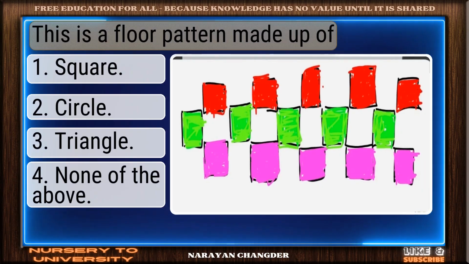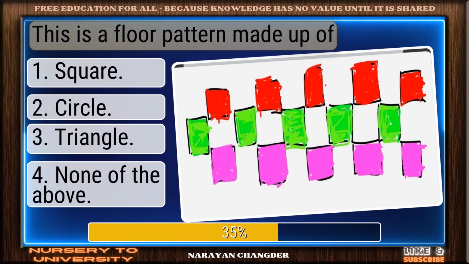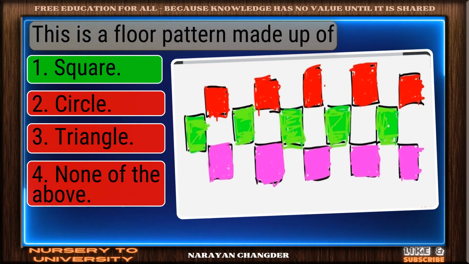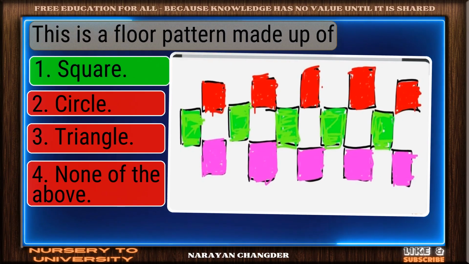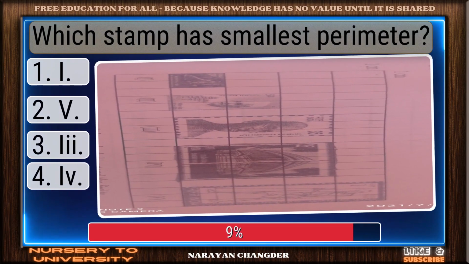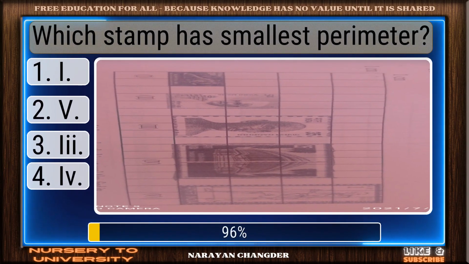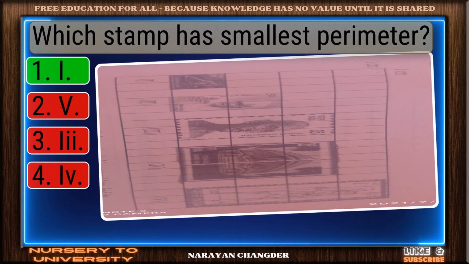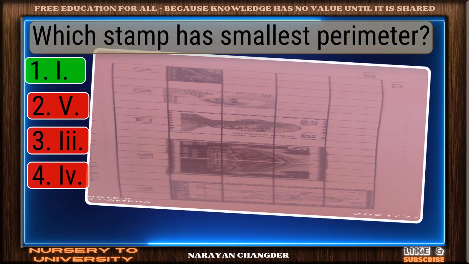This is a floor pattern made up of. Excellent. Square is a brilliant choice. Which stamp has smallest perimeter? Correct response. I is the most accurate answer.